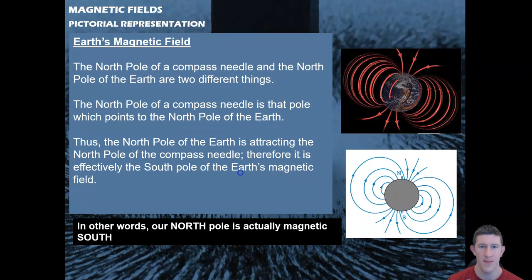The North Pole of a compass needle and the North Pole of the Earth must be different things then. The North Pole of a compass needle is that pole which points to the North Pole of the Earth. Thus, the North Pole of the Earth is attracted to the North Pole of the compass needle, which tells us that it is effectively the South Pole of the Earth's magnetic field. In other words, our North Pole is actually magnetic south.